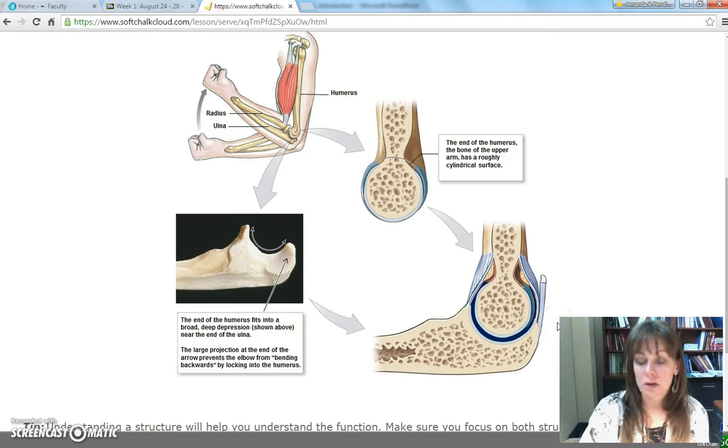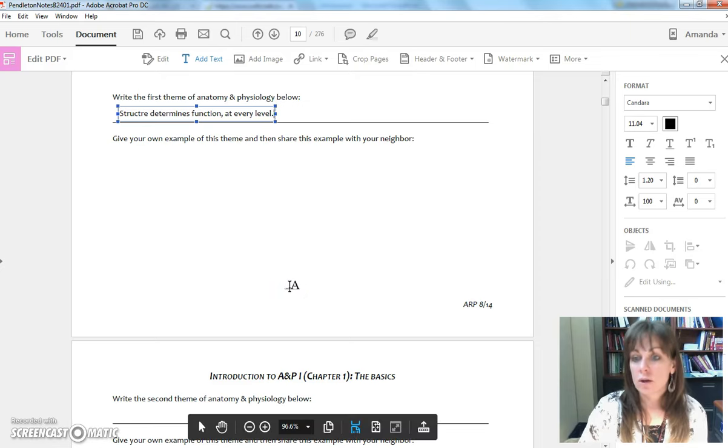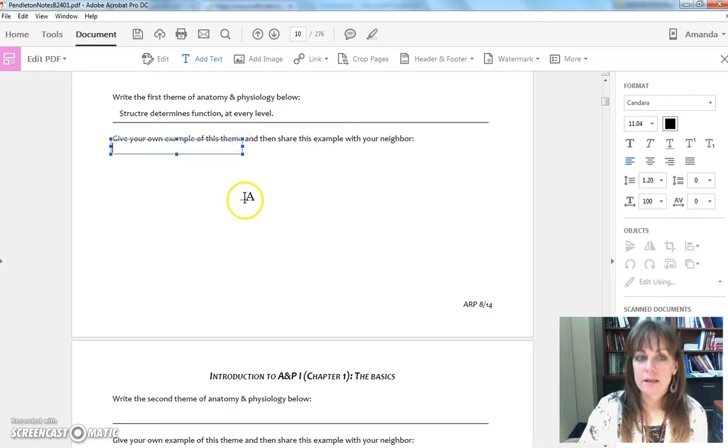This is a theme that you're going to see over and over again in anatomy and physiology, so I would ask yourself at every point, this is a structure, how does that relate to its function? And if you go back to your notes packet, where it says give your own example of this theme, I would practice thinking about what are some things you could come up with just based on your knowledge of the human body, of how the structure of something affects its function. See what you can come up with on your own.